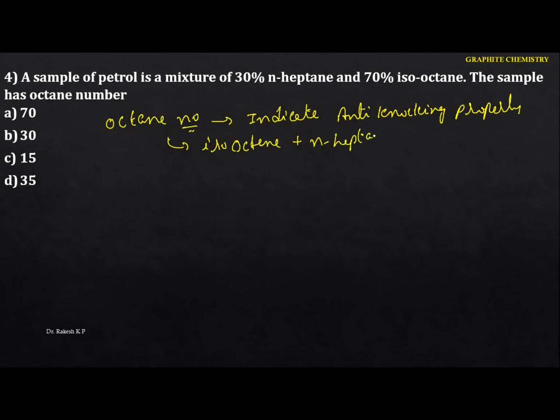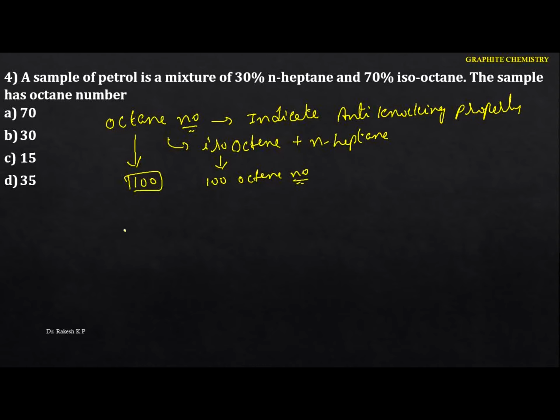Now see the next one here. If we are talking about the octane number, we keep the reference as 100%. That means if there is a higher amount of isooctane, we can identify the octane number, that is the anti-knocking properties here. So for isooctane only, not for n-heptane, we identify the octane number as 100. This is the reference we are going to take.